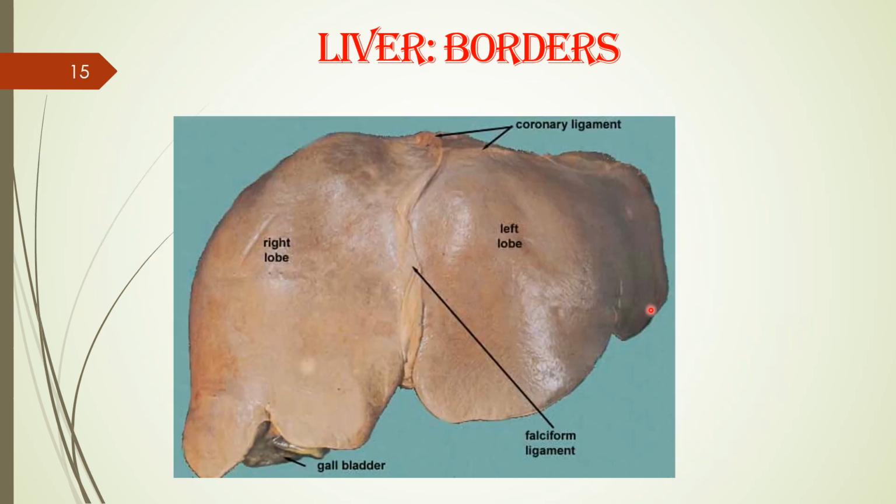So here we can make out this border. This is the border which is very sharp here. Okay. So this is your inferior border, which separates the anterior and superior, and right lateral surfaces, together called the diaphragmatic surface, from the inferior or visceral surface.